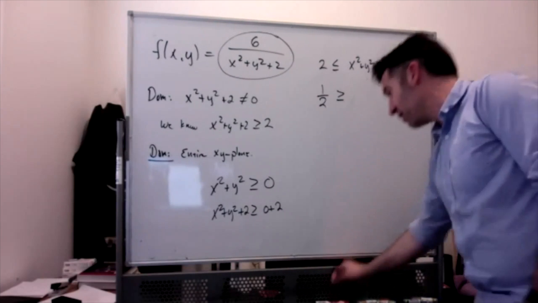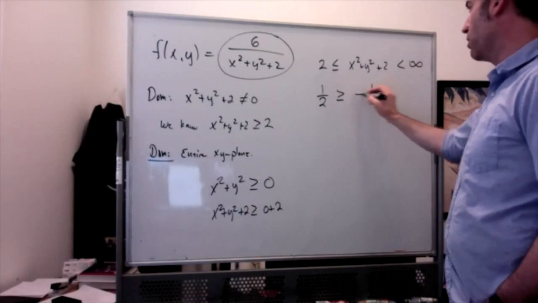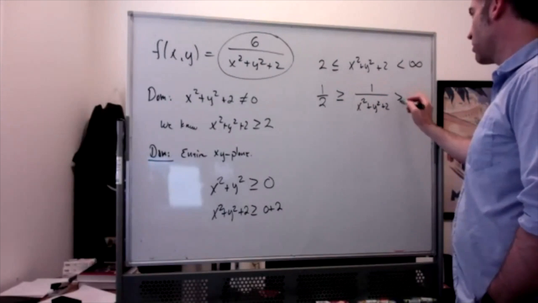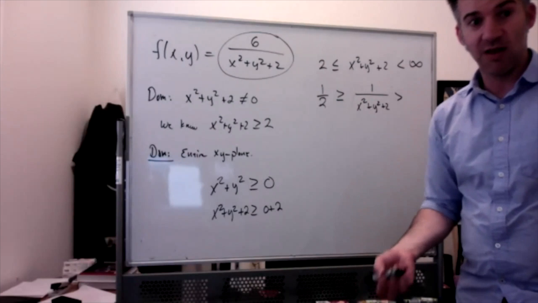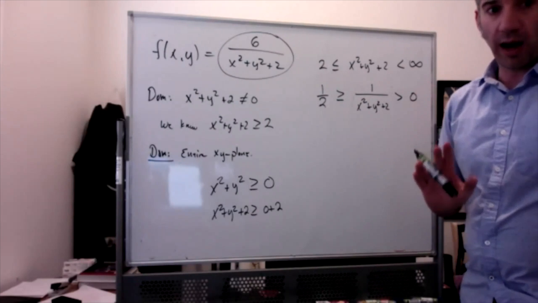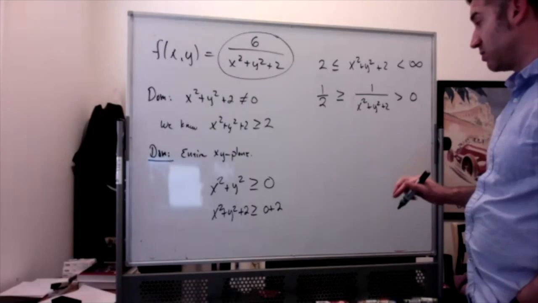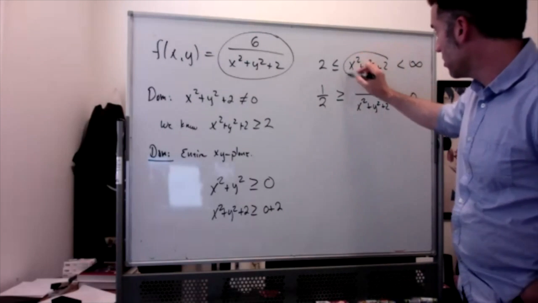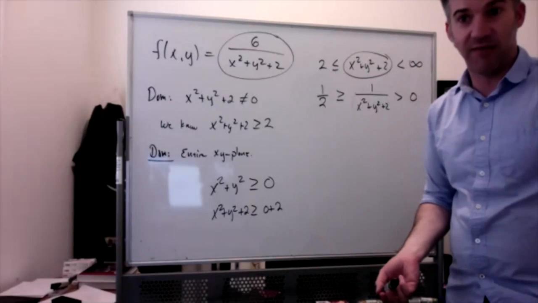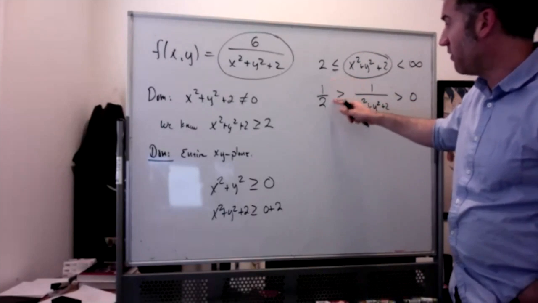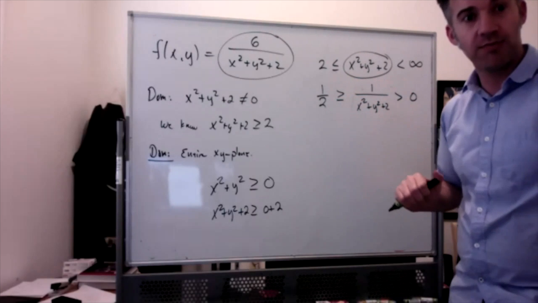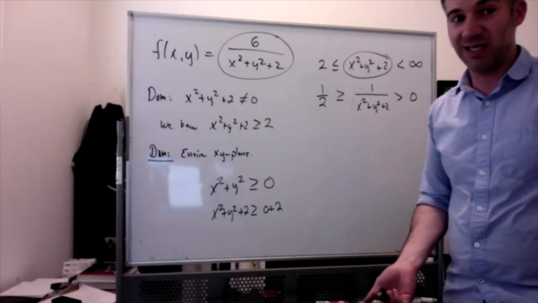So 1/2 is bigger than or equal to 1 over x squared plus y squared plus 2, which is bigger than 1 over infinity, which is 0. I should point out, this does make sense, right? If this part here is bigger than 2, let's say it was 3, then it's definitely true that 1/2 is bigger than or equal to 1/3. So it checks out.